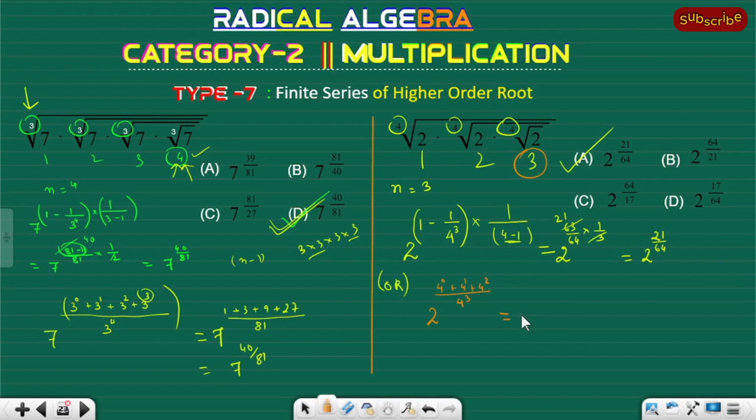Okay, so here 4 to the power 0 means 1, 4 plus 4 square means 16, divided by 4 cube means 64, equal to 16, 20, 21. 2 raised to the power 21 by 64. Same, right? Same answer we get.